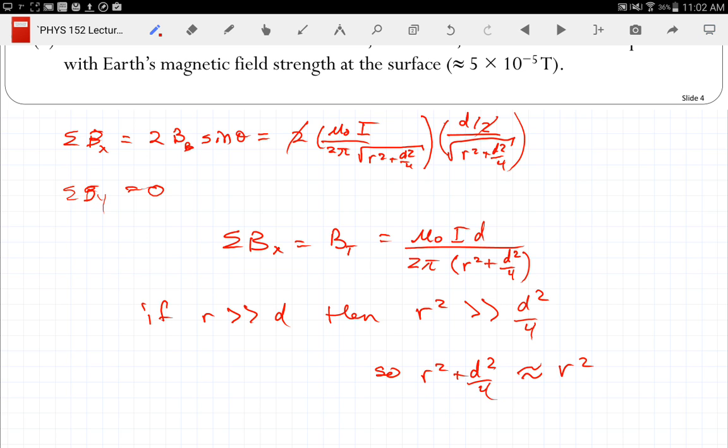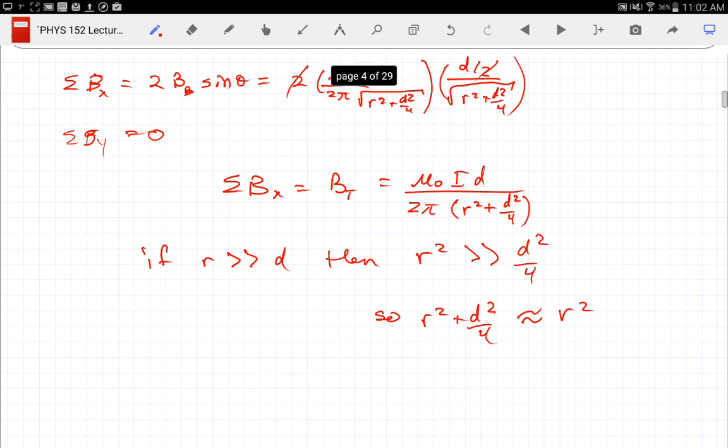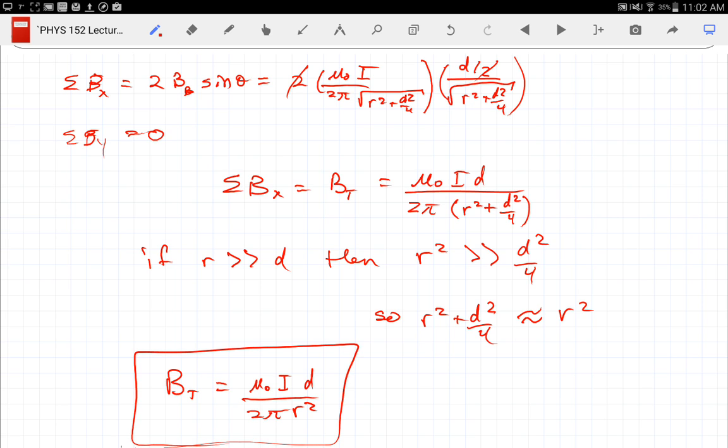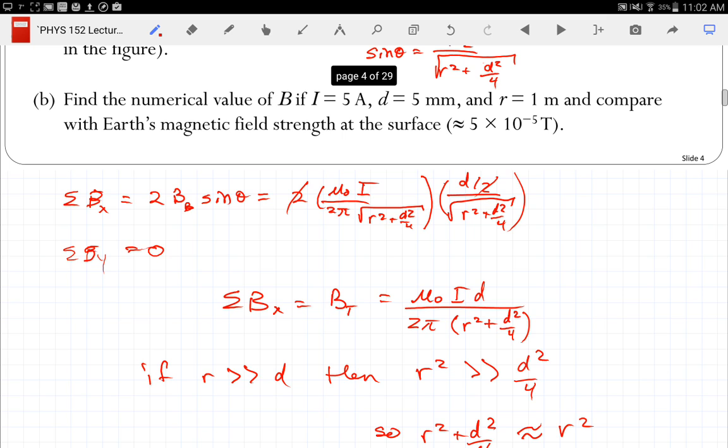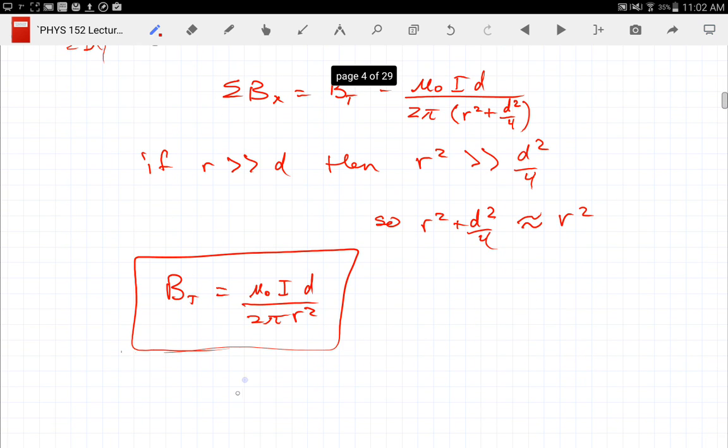So that R just becomes what R was originally. And my total magnetic field simplifies to mu naught I d over 2 pi r squared. Now we're able to calculate how big the magnetic field is for a given current, and it gives us representative numbers. It says if d is equal to 5 millimeters, R is 1 meter, and current is 5 amps, what's the magnetic field?